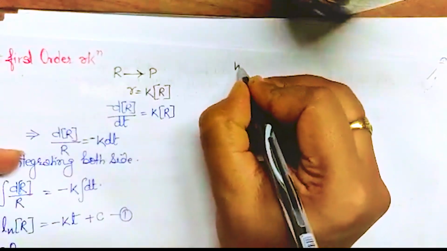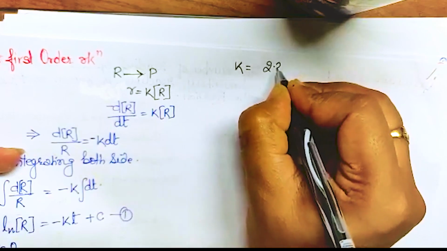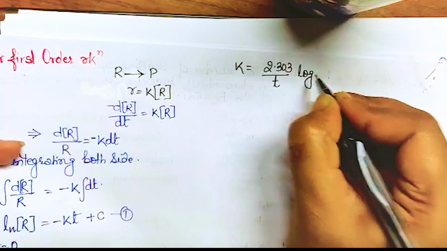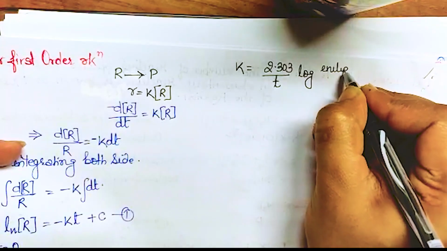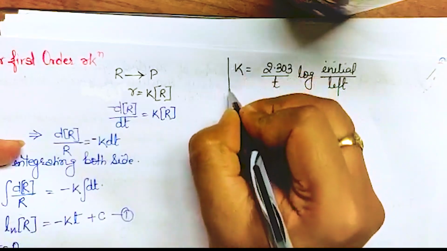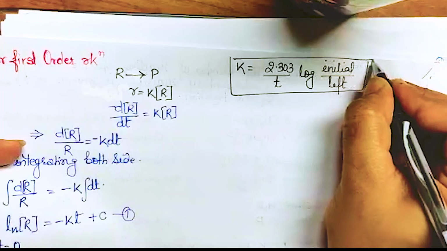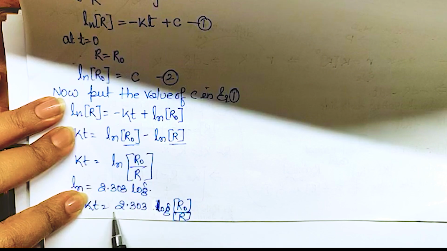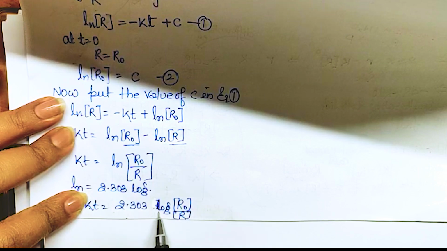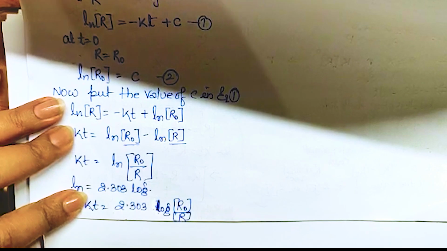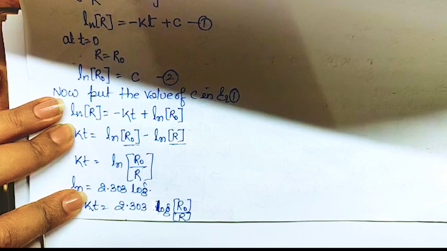So I can write k here is equal to 2.303 upon t log initial upon left. This is the generalized formula. See how it comes. This k will remain here, t I'm taking to this side, 2.303 upon t it will be log. This one is initial, isn't it? And R is the concentration at t is equal to t time.